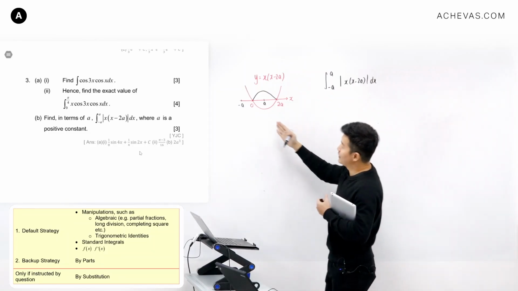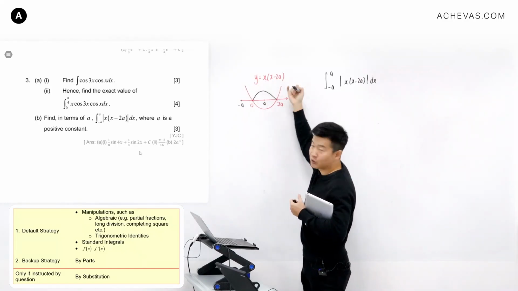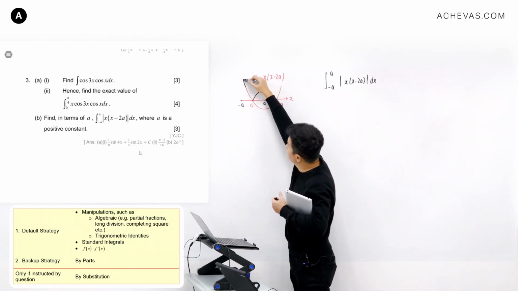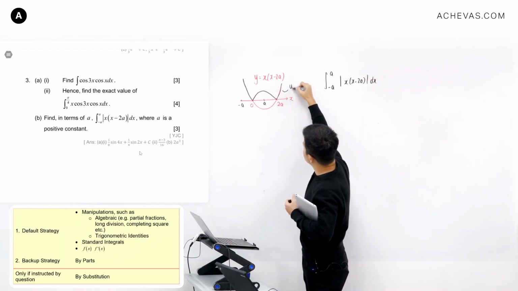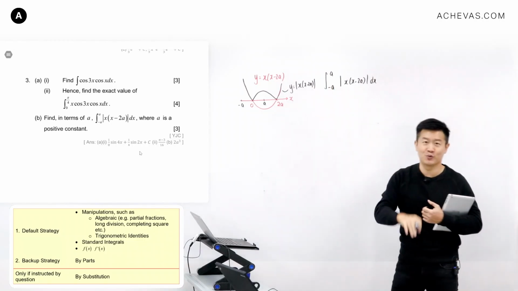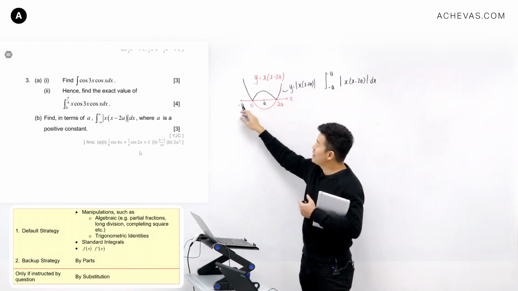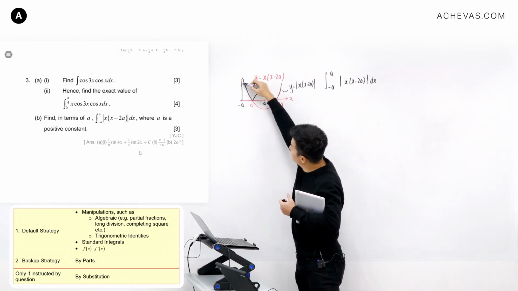So we are looking at the area from minus a to a of the graph, which is the modulus one. Let me just draw in black color. The graph in the black color is the one that is modulus. So this is y is modulus of x minus 2a. And if you can remember, it is from minus a to 0, this portion of the graph.